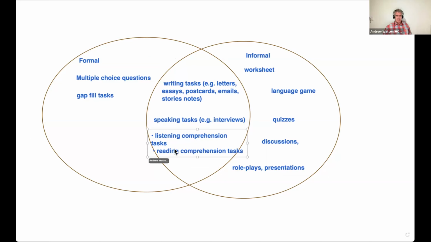Also in exams, we have different types of tasks, true-false questions. It could be used in listening and reading, matching tasks, ordering.